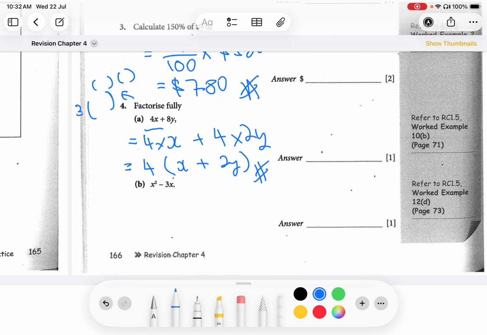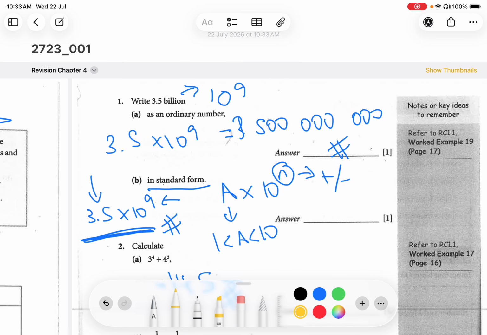Same for the one below. X squared minus 3x. X squared is x times x. 3x is 3 times x. The common factor is x. I take it out. I'm left with x minus 3. That's my answer: x times x minus 3. Okay, the next one.